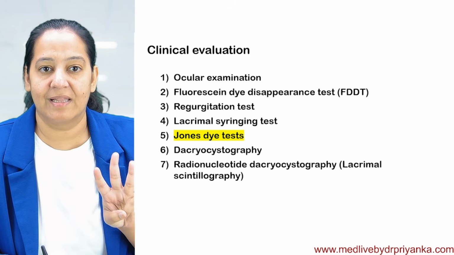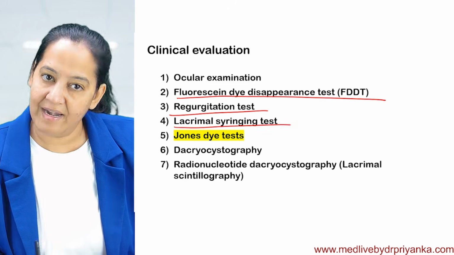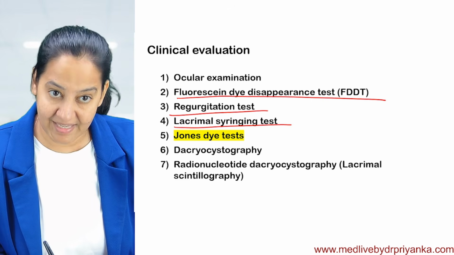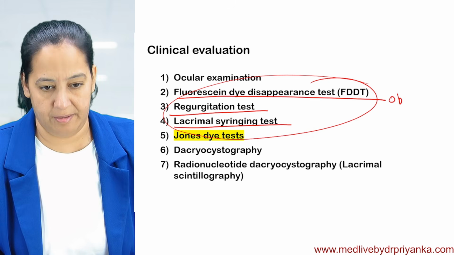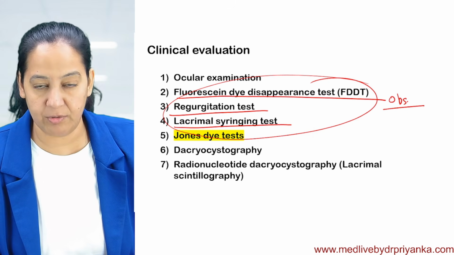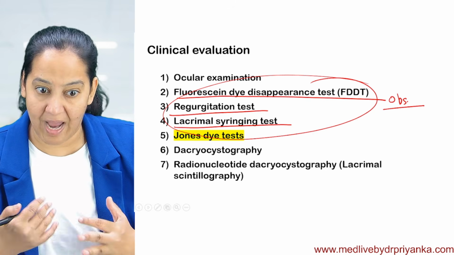So we have done 3 tests till now: fluorescent dye disappearance test, regurgitation test, and lacrimal syringing test. Now the next test. These 3 tests are showing that there is some obstruction in the drainage pathway, but they don't show the exact location. Now, none of the tests we have done are for hyperlacrimation.